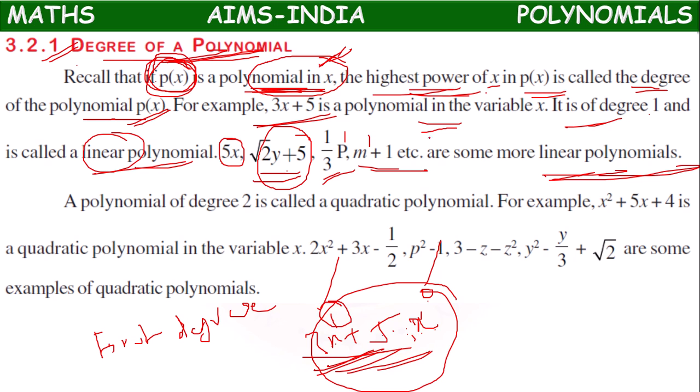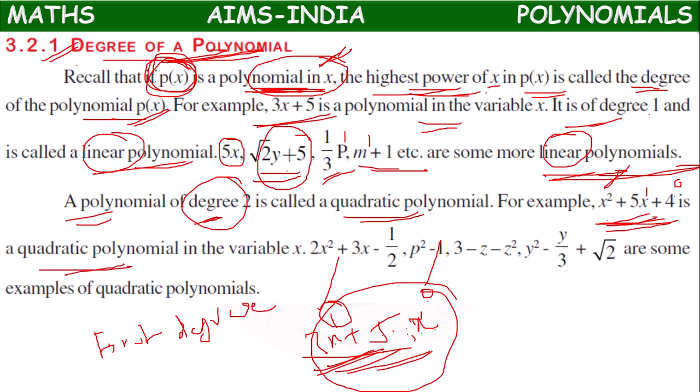A polynomial of degree 1 is called a linear polynomial. A polynomial of degree 2 is called a quadratic polynomial. For example, x square plus 5x plus 4: here the power is 2, here the power is 1, here the power is nothing, meaning 0. So the highest power is 2. That's why it is a quadratic polynomial in variable x.